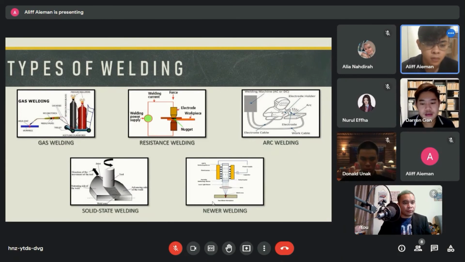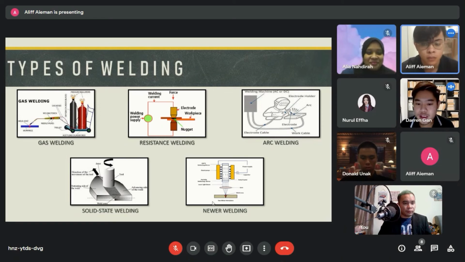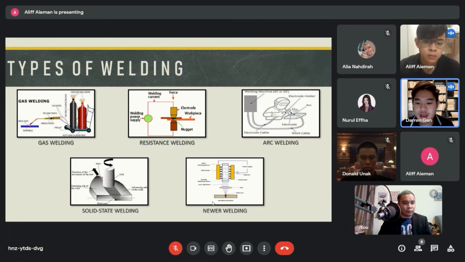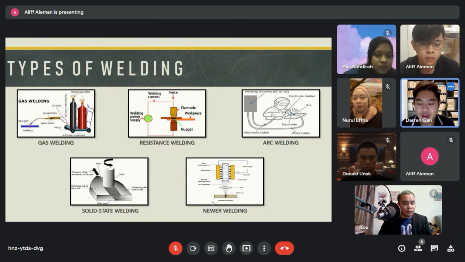And for the types of welding, the first type of welding is gas welding. The most often used applications of gas welding include oxygen-acetylene and oxygen-hydrogen. By burning a fuel gas such as acetylene, a flame is produced that can be used to cut and join metal together. This technique is known as gas welding.